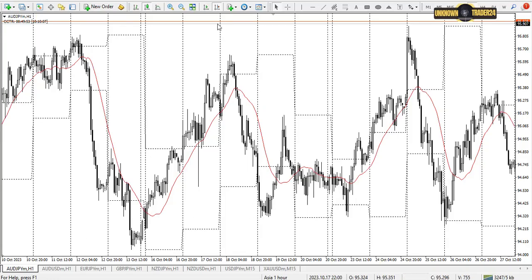As you can see right here, if you look down here, it's written Asia 1 hour. I do my daily count on a 1 hour time frame. We have different kinds of sessions. We have three sessions: an Asian session, a London session, and a US session.